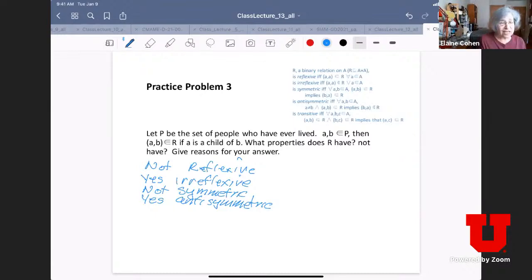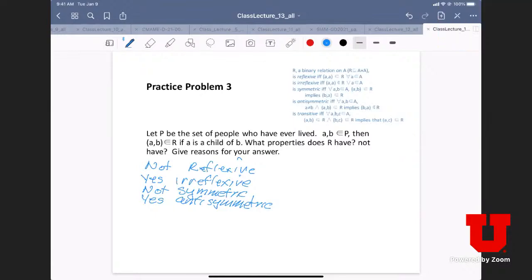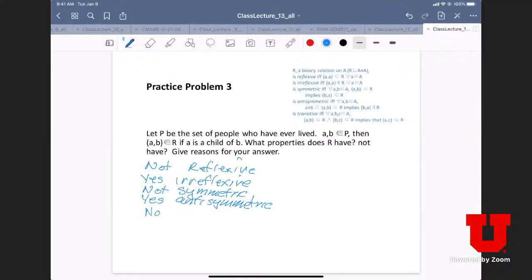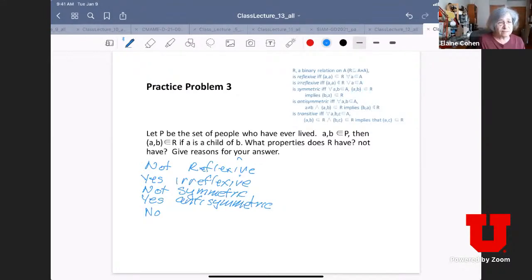So finally, is it transitive? If A is a child of B and B is a child of C, is A a child of C? No. Based on what you just said, no, unless you have some really weird families. So we'll say no, not transitive. Now notice that even if we have some weird families, the rest of the families don't have that property. So that makes it not transitive.